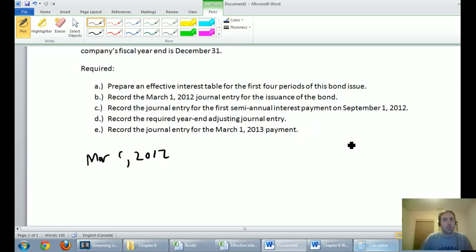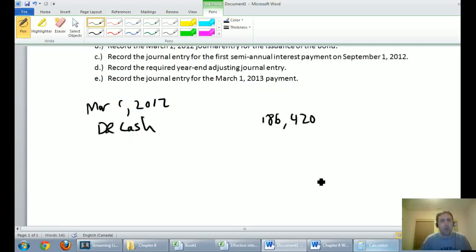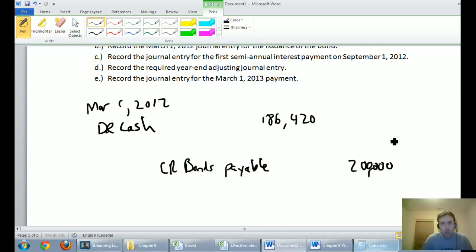$186,420. So in this case, I debit cash for $186,420. I'm going to credit my bonds payable because I got to pay back the full amount. I'm going to leave room for another debit here. In 10 years, I'm going to have to pay back $200,000, and that leaves this point in the middle. I'm missing $13,580 of debits to make this journal entry balance.